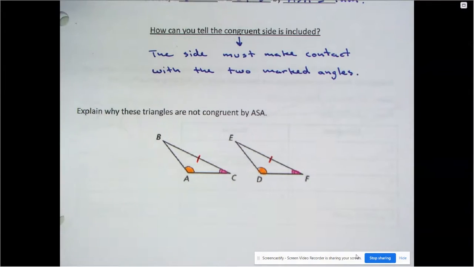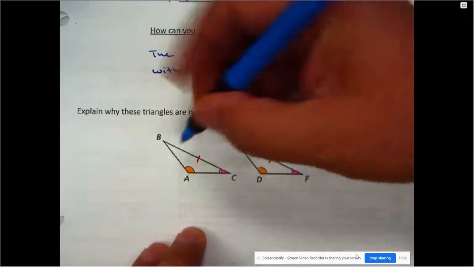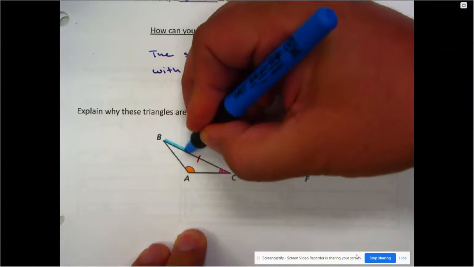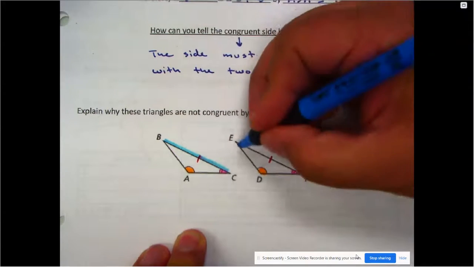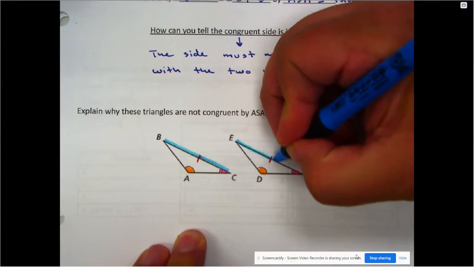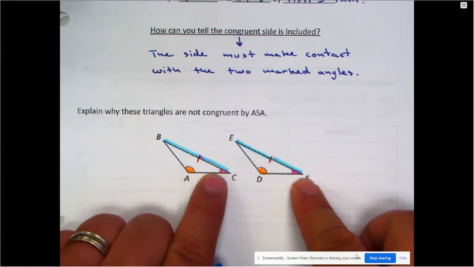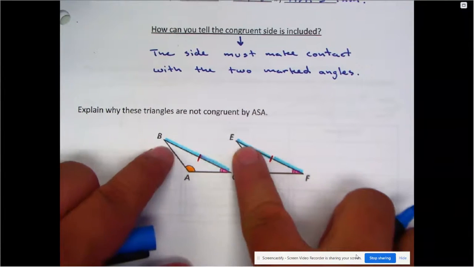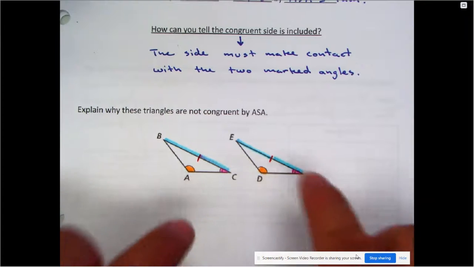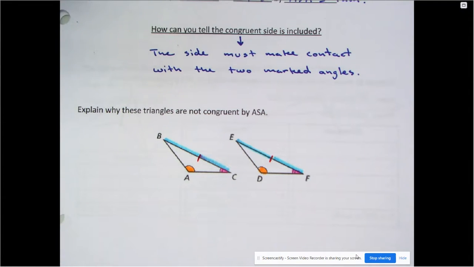But remember what we just finished saying. Why is it that ASA doesn't work here? If I were to highlight the side that was marked, so there it is. Notice how my highlighted line makes contact with that pink angle, but it never made contact with that orange one. This is why angle side angle doesn't work here. Angle side angle has to be very specific, as we've mentioned before.